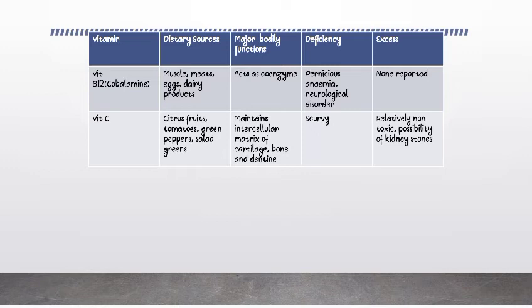Vitamin C is found in citrus fruits, tomatoes, green pepper, salad greens. It maintains the intracellular matrix of the cartilage, bone, and dentine. Scurvy is a deficiency if it's not there. And for vitamin B12, we talked about deficiency: pernicious anemia is a kind of anemia.